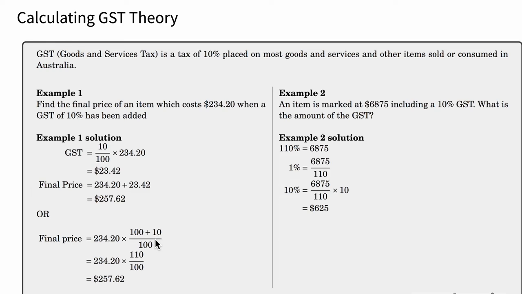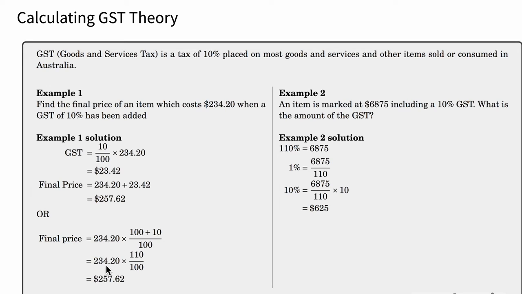In the first example, we are asked to find the final price of an item which costs $234.20 when a GST of 10% has been added. So 10% can be written as 10 over 100 times 234.20, which is $23.42. You add that to the original value, and your final value becomes $257.62.